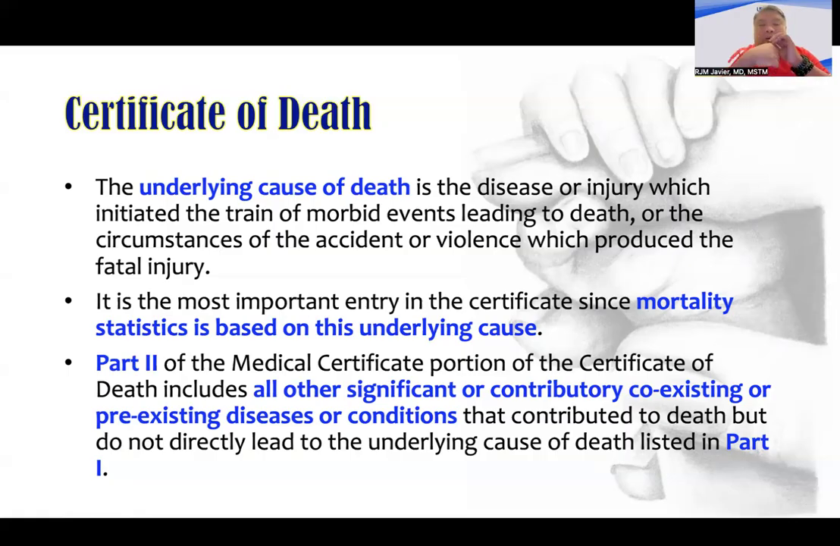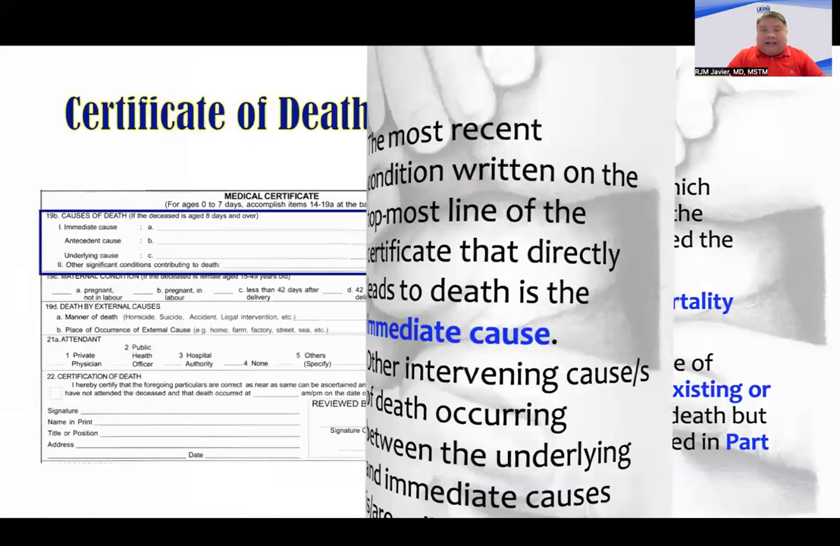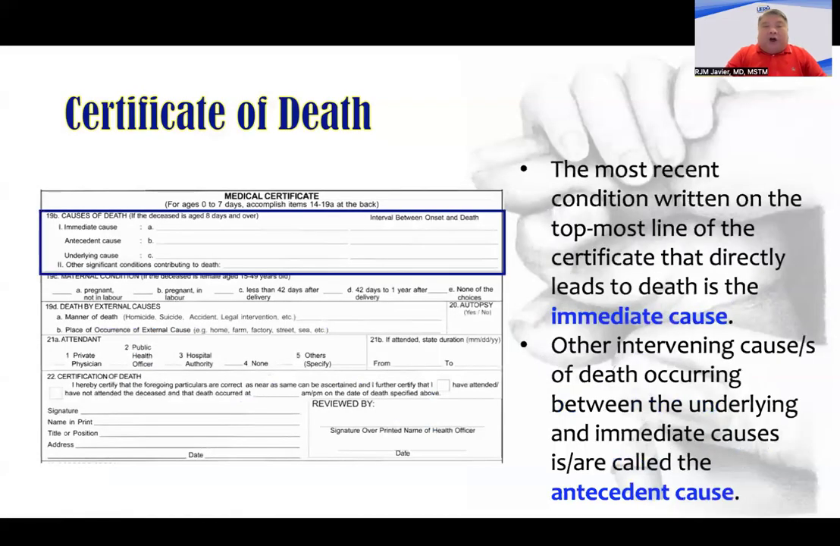Now, the second part of the medical certificate portion of the certificate of death will include other contributory, coexisting, pre-existing conditions that led to the death but are not directly related to the underlying cause of death. So if I go back to my slide, it is your underlying cause of death which epidemiologists or statistical officers would tally as your main cause of death.